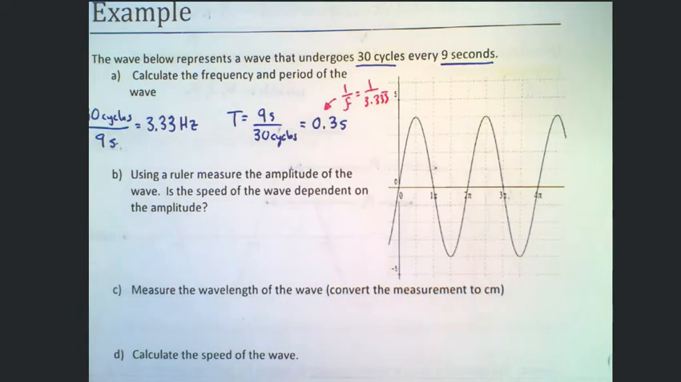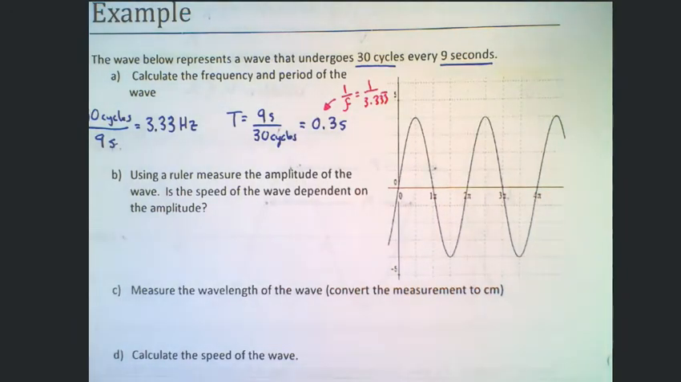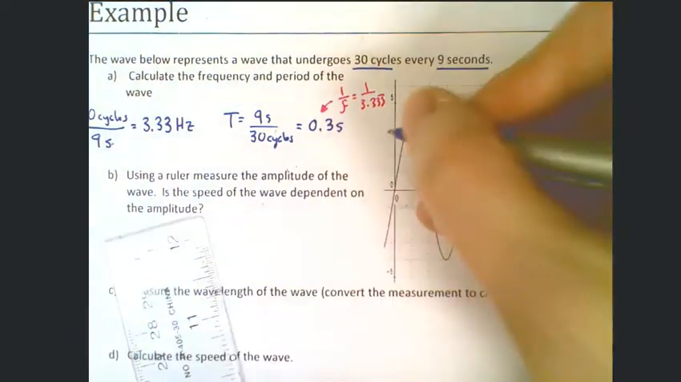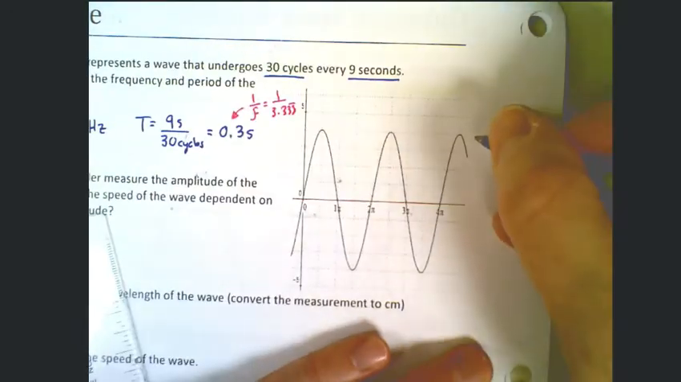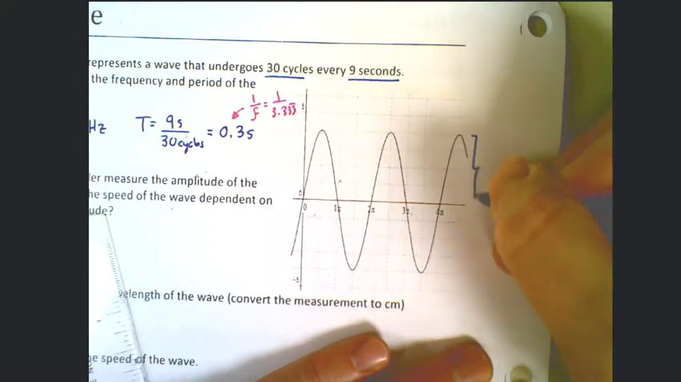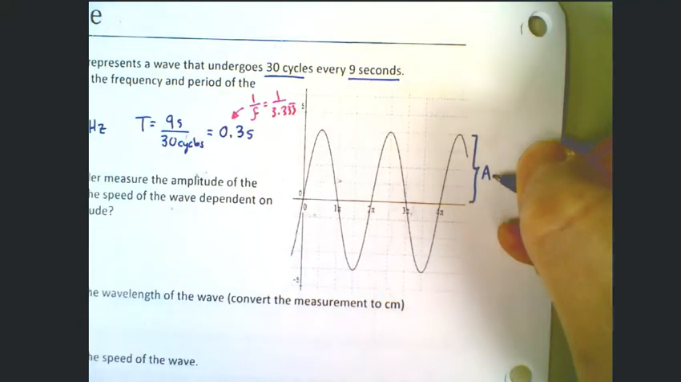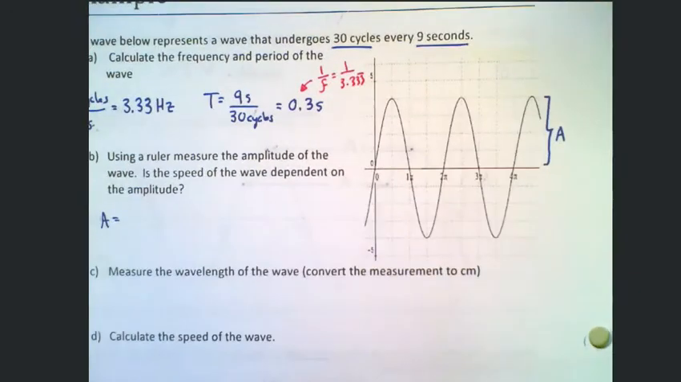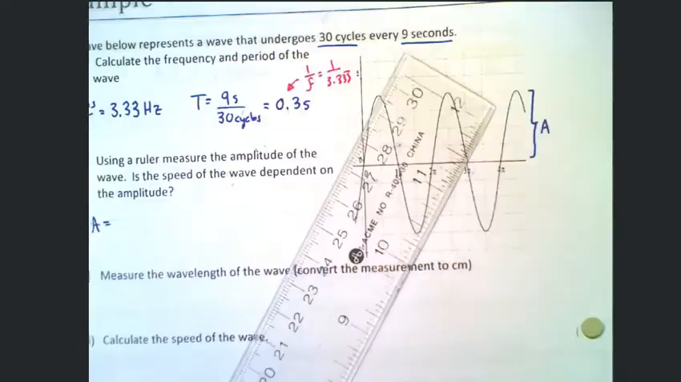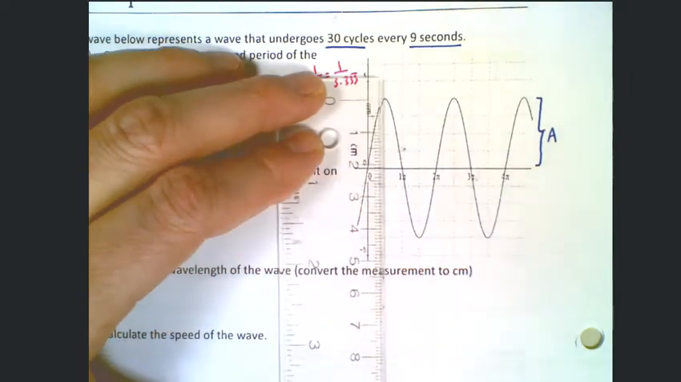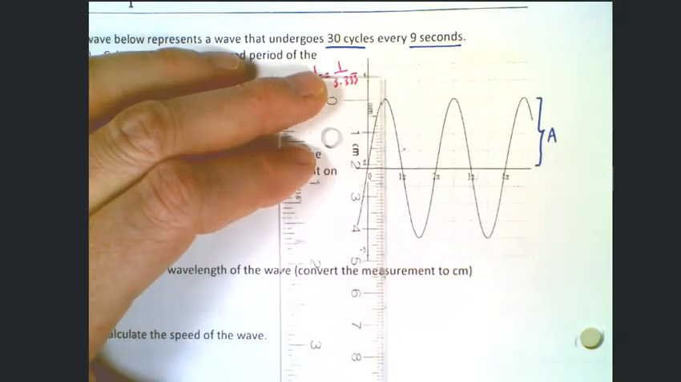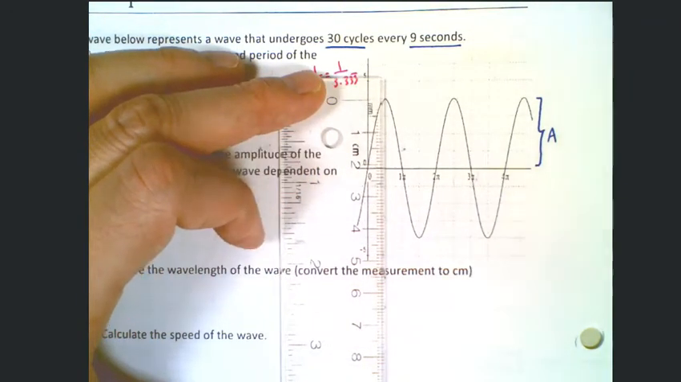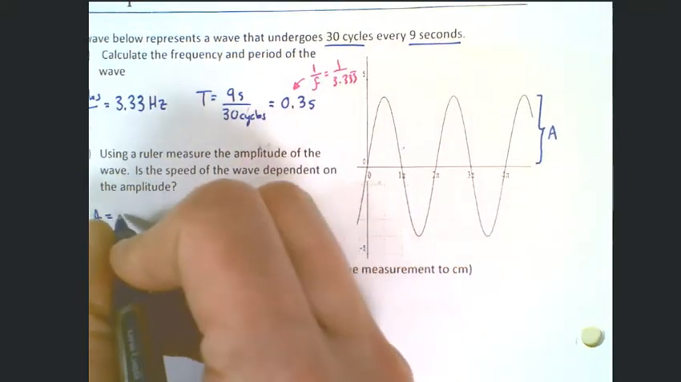It says use a ruler to measure the amplitude. Well, the amplitude of a wave in this case is from here to here. So the amplitude equals, okay, I'll just take my ruler. I'm going to be very rough with these, you can make your measurements better on your sheet. 2.1 centimeters.